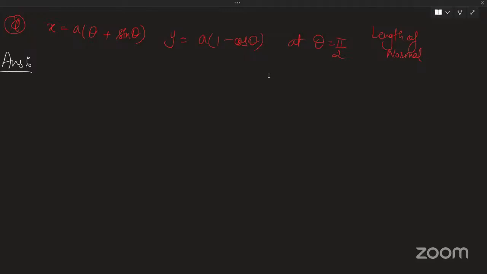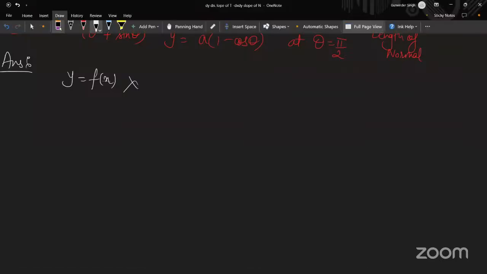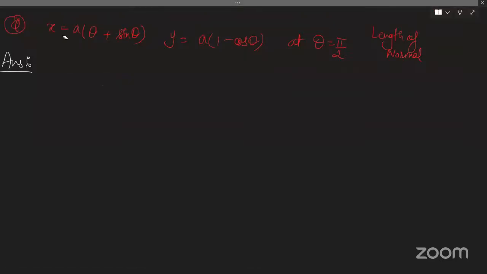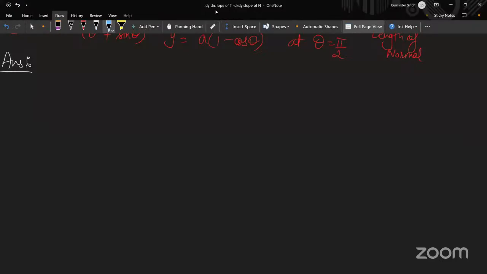My x is a function of theta, y is a function of theta. Gayatri, I don't have my y in terms of x. It is not in something like this, na? I have got x in terms of theta and y in terms of theta. What can I do? Parametric form?